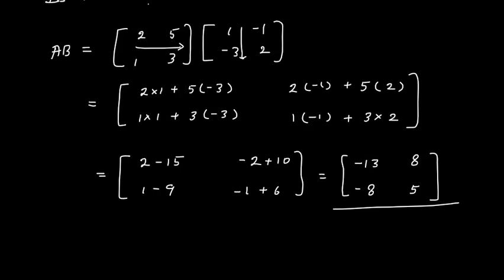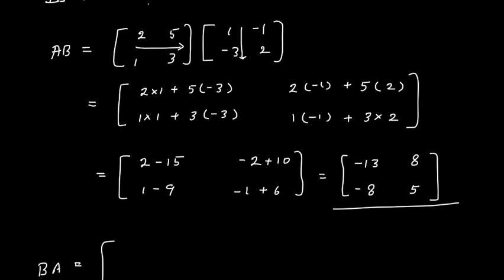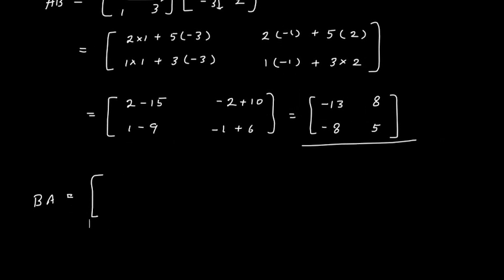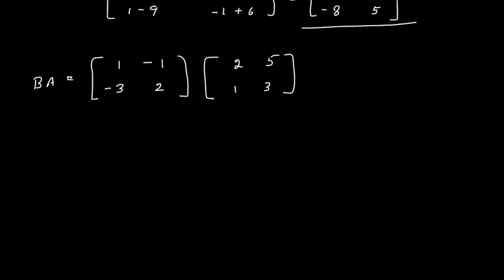So this is A into B. Okay, let us find B into A also. B into A. So for B we will write this B part first, which is 1 minus 1, minus 3 2, and then this is multiplied by 2 5 and 1 3. Okay, so we have to get this product.